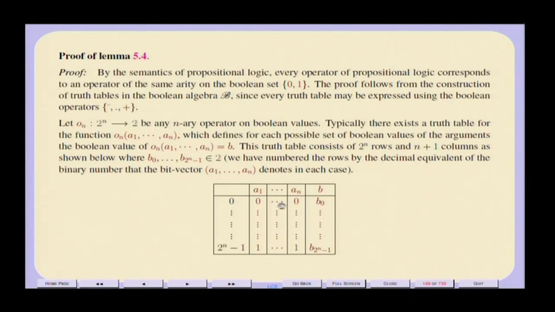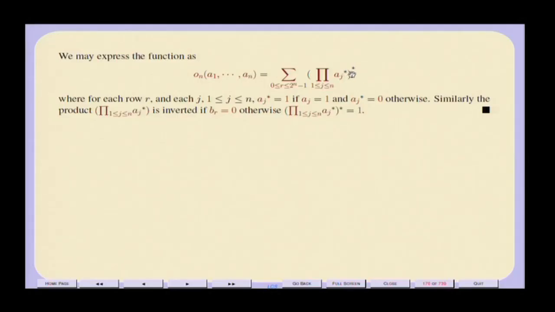So, I take the product of these aj stars, that is 1, and I take this bi for the ith row. Here again I decide whether I should give that value to be 1 or 0 based on the value of that bi. So, I have this star at the top here, which will be determined whether it is an inversion or not, depending upon the value of that b at that row.